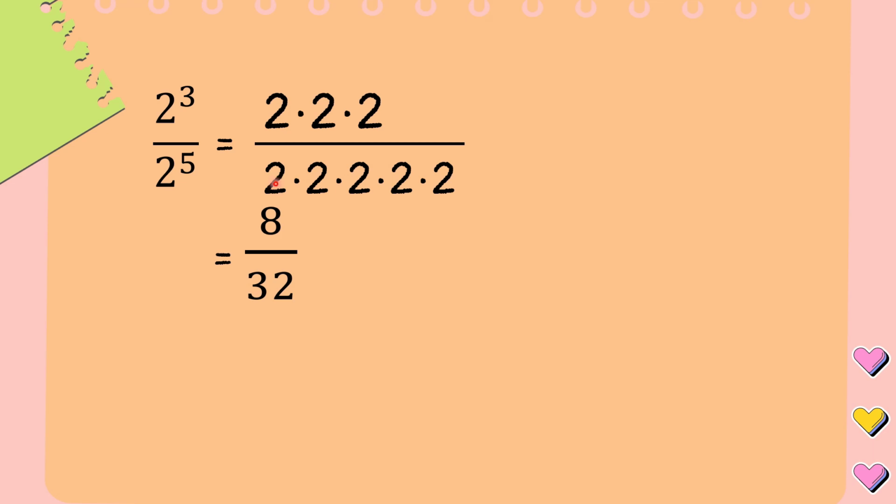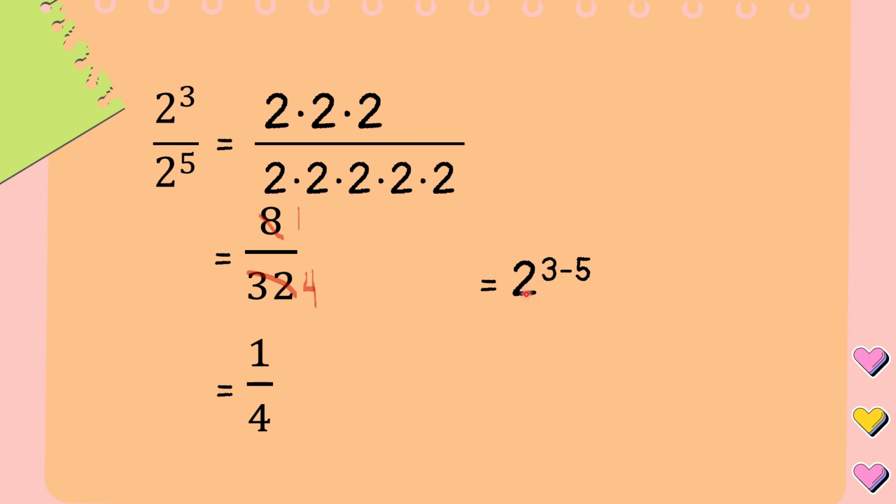2 raised to 5 is 2 times 2, that is 4. 4 times 2 is 8. 8 times 2 is 16. 16 times 2 is 32. And 8 over 32 in simplified form is 1 over 4. 8 and 32 are both divisible by 8. So 8 divided by 8 is 1. 32 divided by 8 is 4. So we get 1/4.